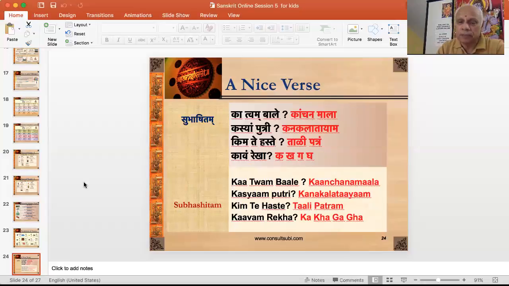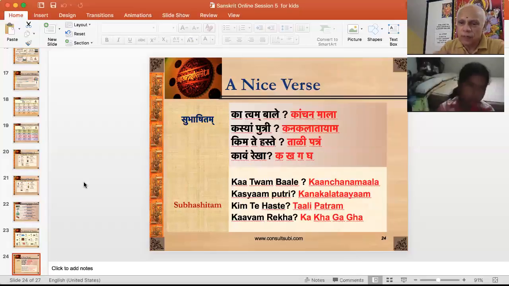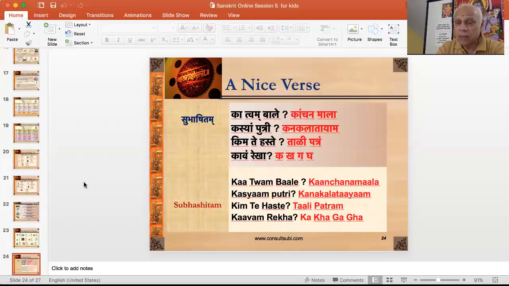Tali patram. You know, in good old days, they used to have a writing board or a leaf on which they used to write. That is called Tali Patram. Tali Patram, she says. Kavam Rekha. Kavam means what? Rekha means written. She says, Kavam Rekha, what is written on it?